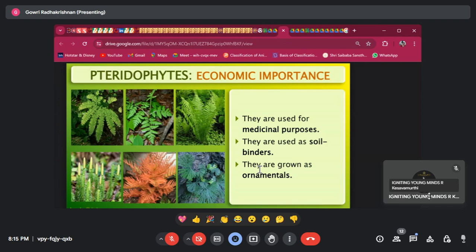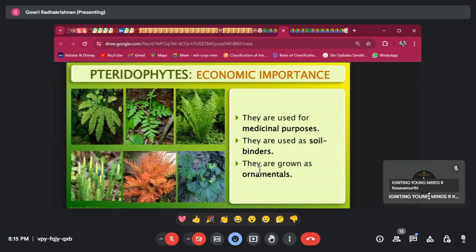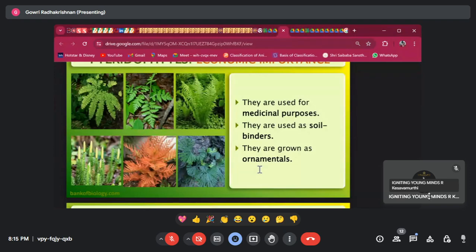They are used for medicinal purposes. They are used as soil binders. They are grown as ornamentals. That is, even the indoor plants, we have a lot of ferns.